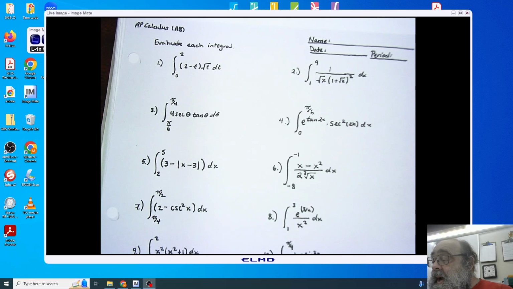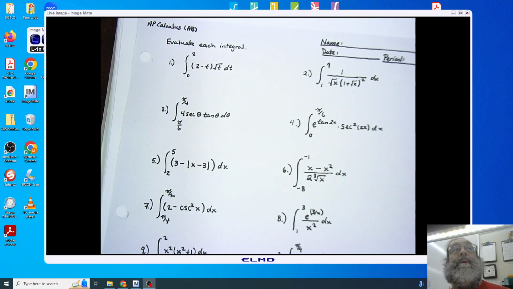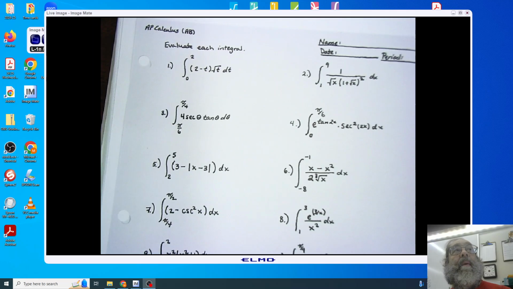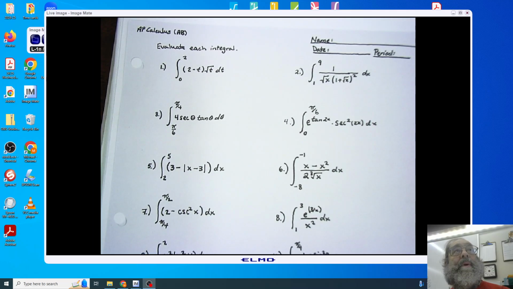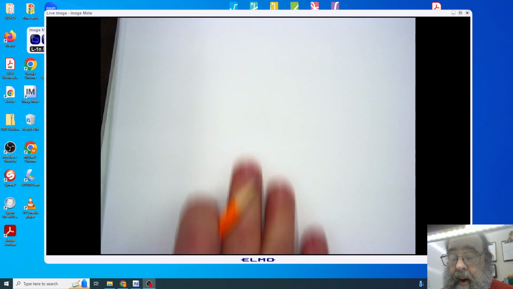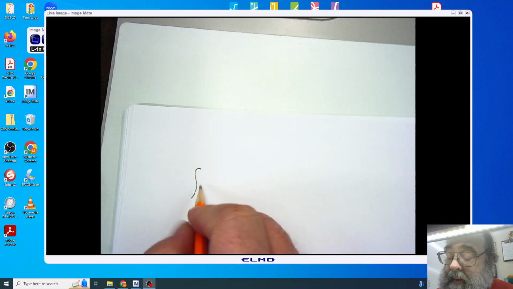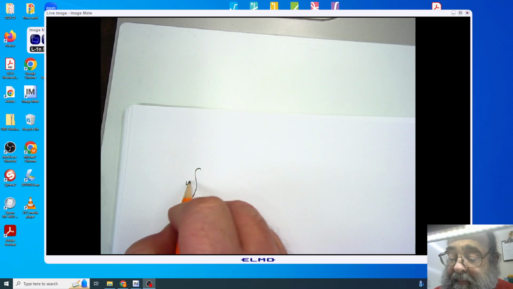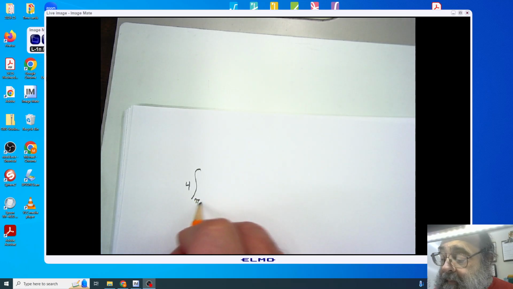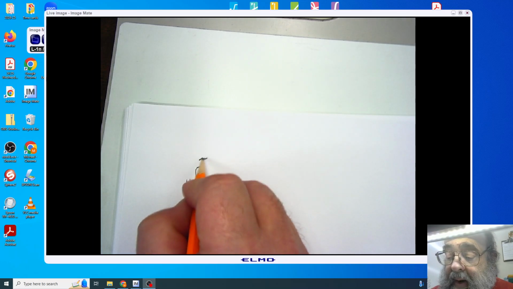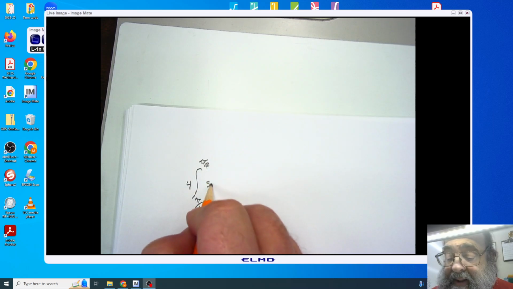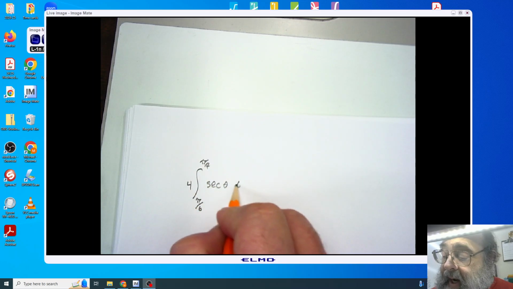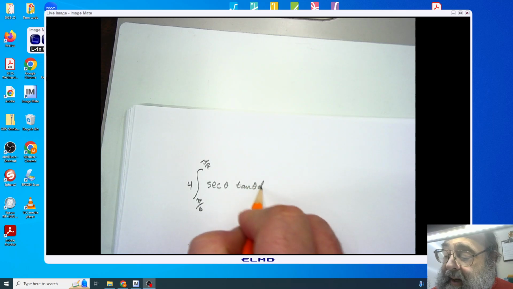In our next problem, number 3, we're looking at our basic trig. So we have the integration from pi over 6 to pi over 4 of 4 secant theta tangent theta d theta. So here we go. I'm going to put this together. I'm going to bring out that 4. I have pi over 6, I have pi over 4, I see secant theta tangent theta d theta.